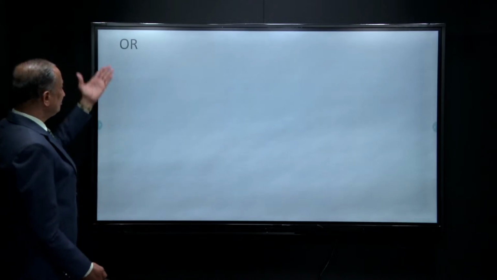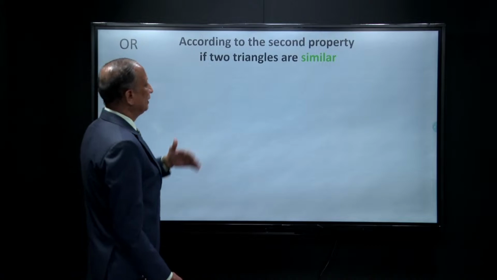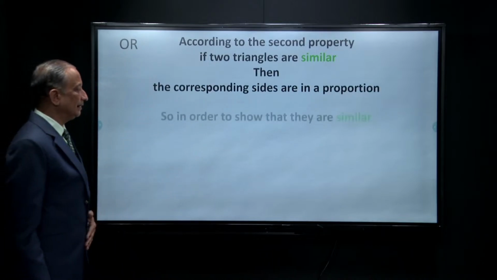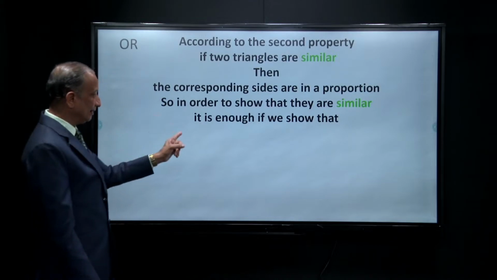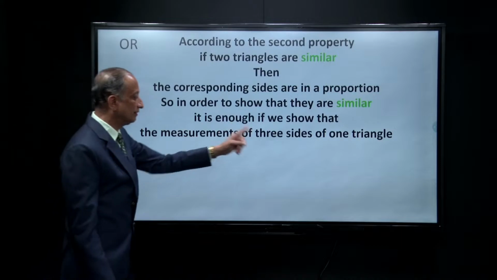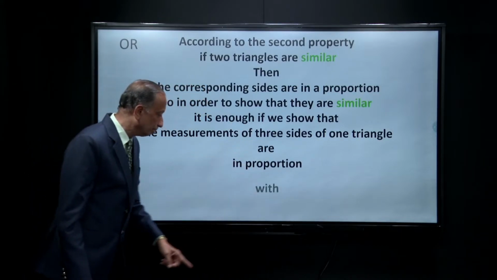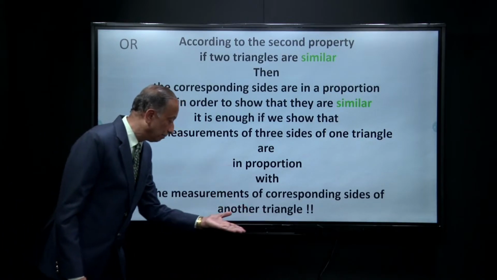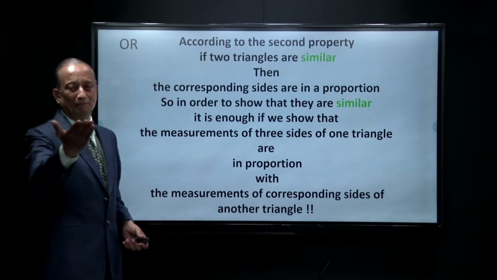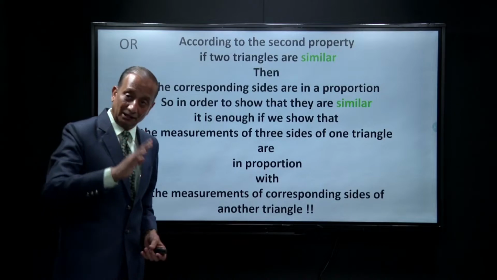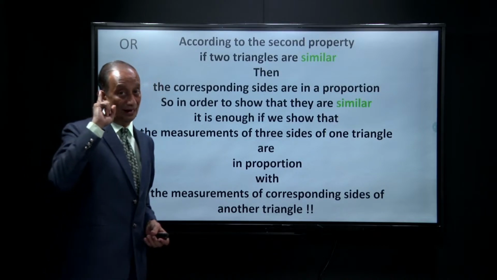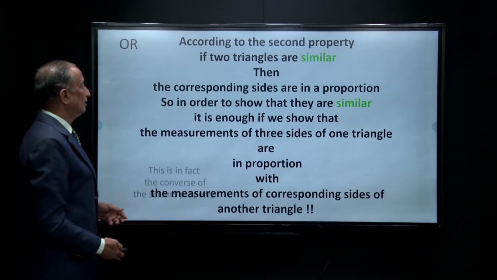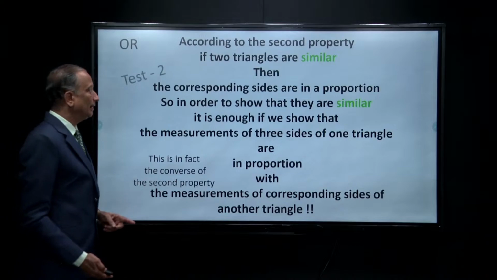Yes. Or, according to the second property, if two triangles are similar, then the corresponding sides are in a proportion. So, in order to show that they are similar, it is enough if we show that the measurements of the three sides of one triangle are in proportion with the measurements of the corresponding sides of another triangle. Take a scale, measure all three sides, then take the ratio. If the ratio between the corresponding sides in all three sides is the same, then also you can decide that they will have the same shape, hence they are similar. This is in fact the converse of the second property. Let us remember this as test number 2.